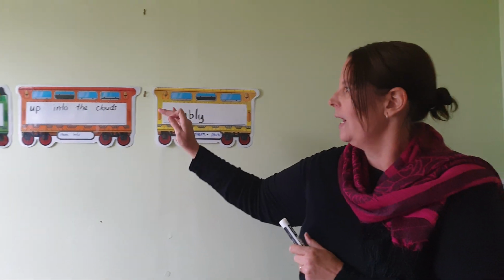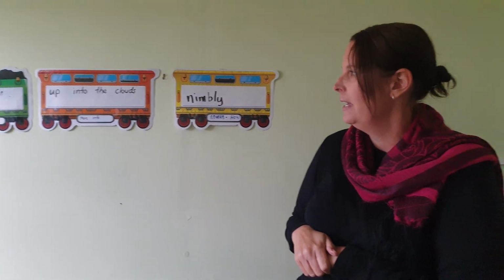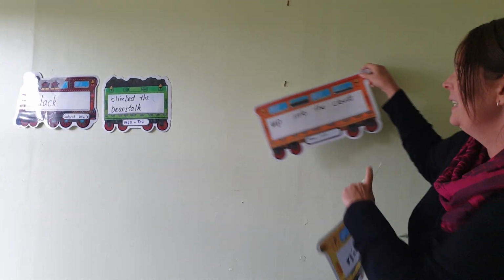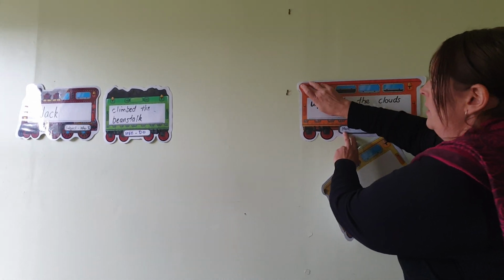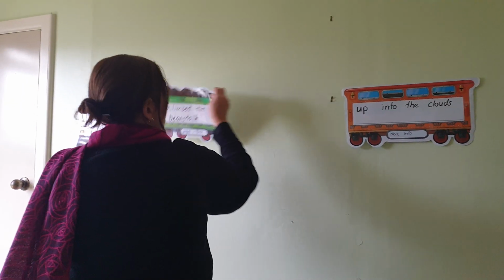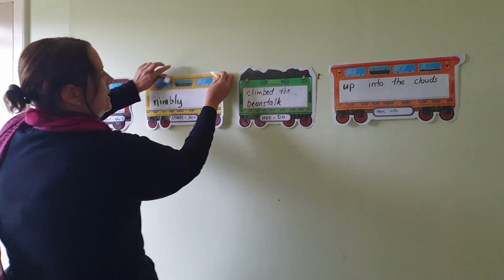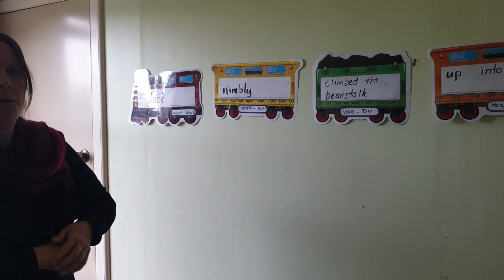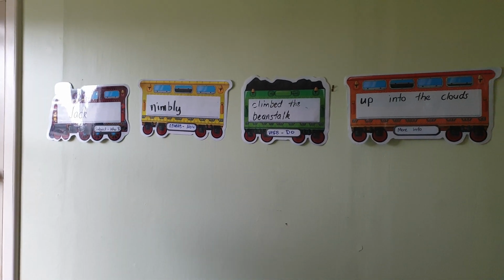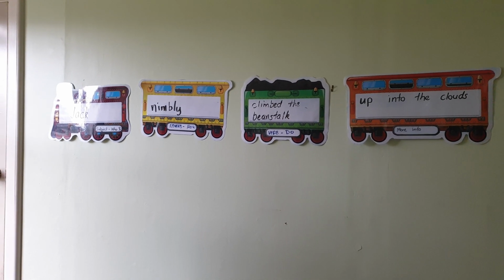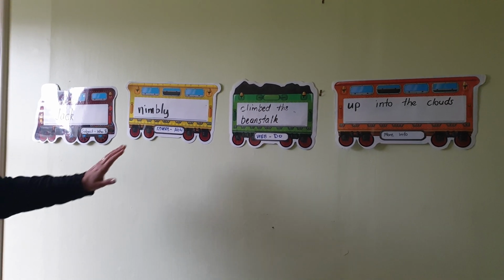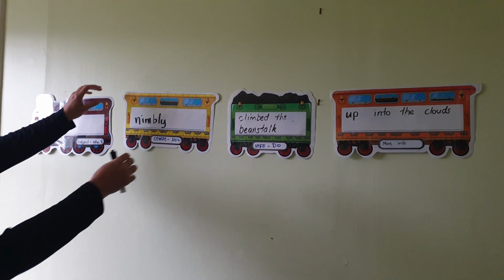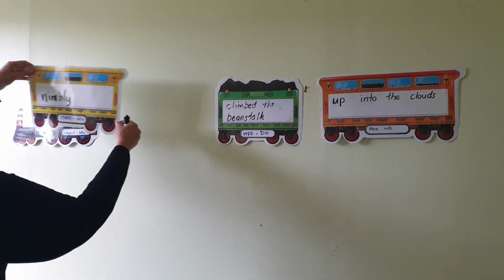Jack climbed the beanstalk up into the clouds nimbly. Now we could change that around and we could say, Jack nimbly climbed the beanstalk up into the clouds. That is still a simple sentence because the subject is first. But our goal today is to change our sentence into an ly adverb start, which means we need to start with our adverb. I'm going to change that. I'm going to put that first.